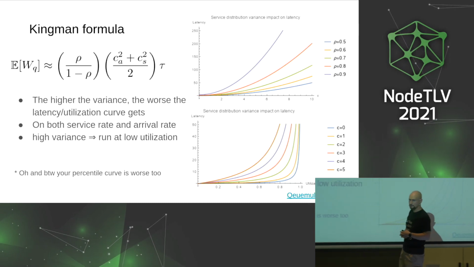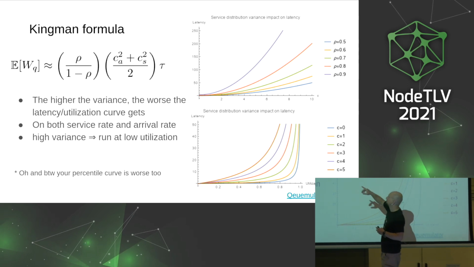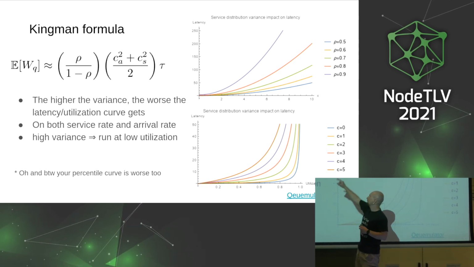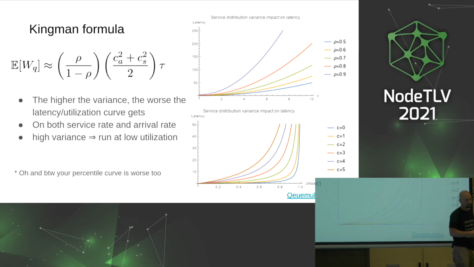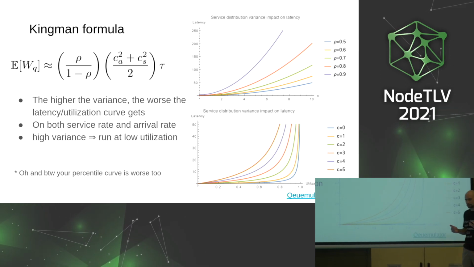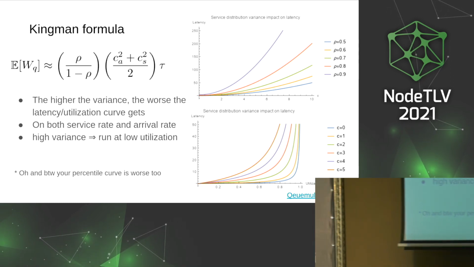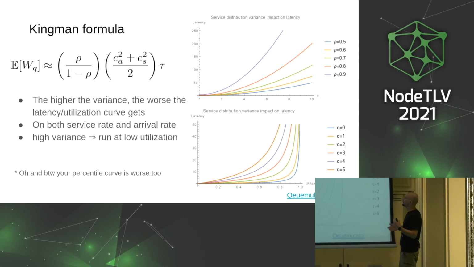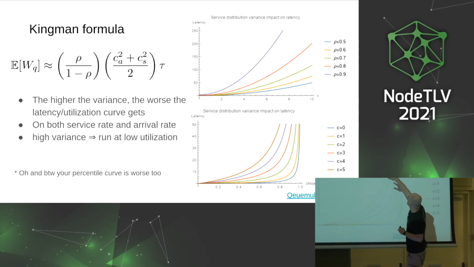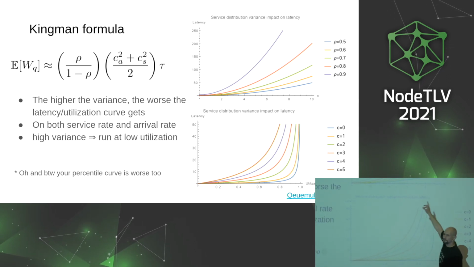This slide, this formula, you can ignore if you want. The only thing that's important here are the two coefficients. Those coefficients denote the variation of both the service center and the load. And you can see that the wait time is proportional to the variation squared. So the higher the variation, the more latency you're going to get, and it's going to be very, very aggressive.